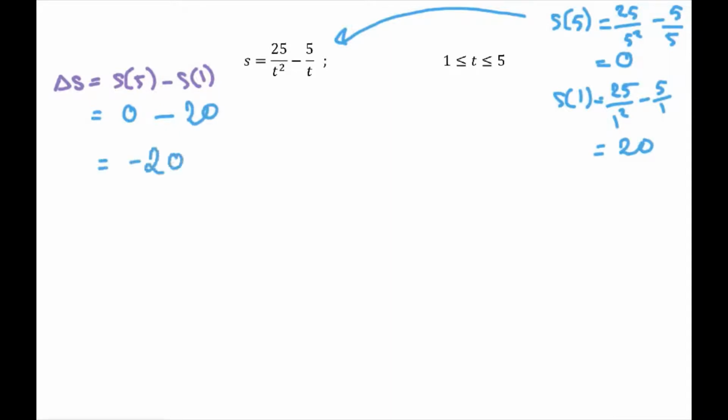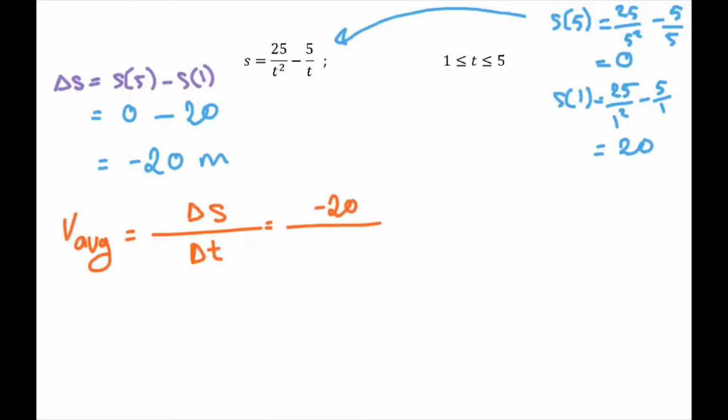So the answer will be negative 20 meters. Now we will find the average velocity, which is V average, and that's going to be the displacement over delta t, which is equal to negative 20 over 5 minus 1, and that's going to be equal to negative 5 meters per second.